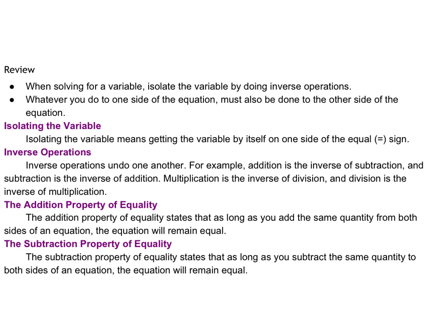Just some things to review. When solving for a variable, isolate the variable by using inverse operations. Whatever you do to one side of the equation, you must also do to the other side. Isolating the variable means getting the variable by itself on one side of the equal sign. Inverse operations undo one another. For example, addition is the inverse of subtraction, and subtraction is the inverse of addition. Multiplication is the inverse of division, and division is the inverse of multiplication.